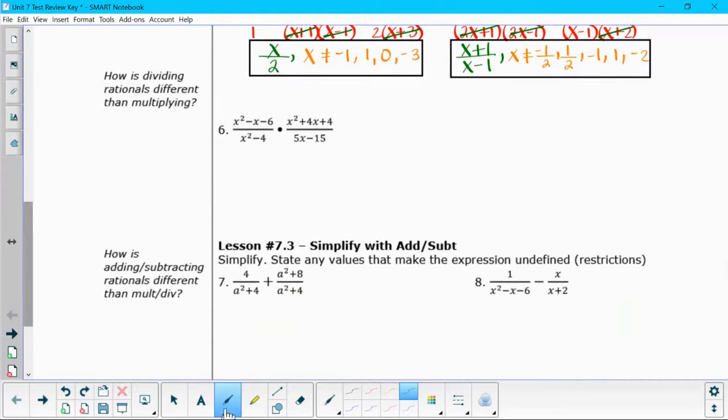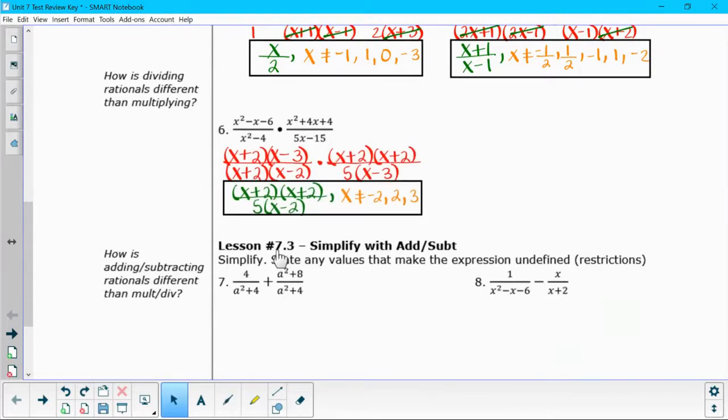Now for number 6, I do not have any division, so I do not have to keep, change, flip. I do have to factor everything, and I do have to state my undefined values. This is one that's just multiplication, so I am just going to look at both denominators. I get a -2, a +2, and a +3.